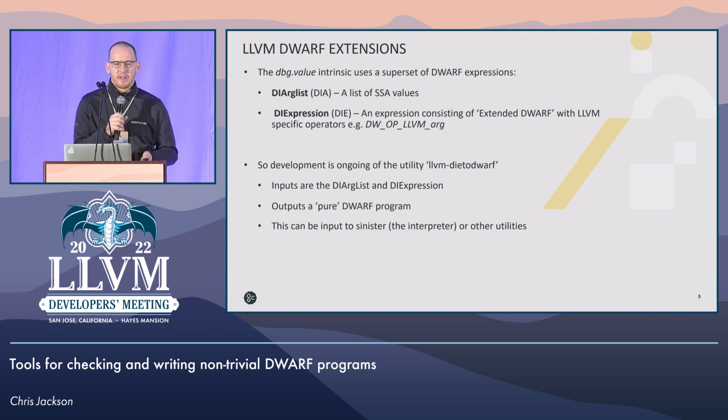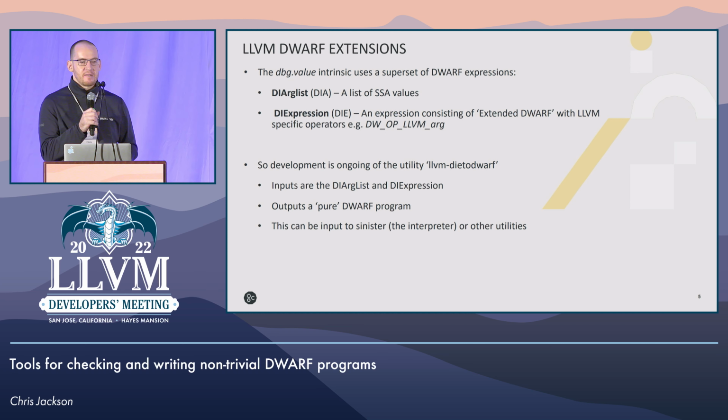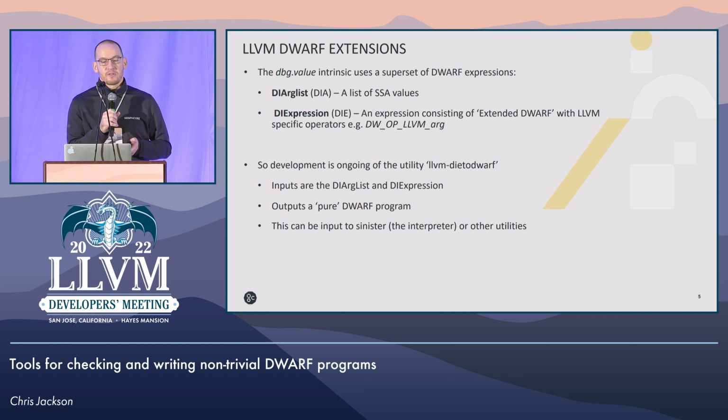LLVM IR contains DWARF expressions within debug value intrinsics. But internally, LLVM uses DIExpressions, which are in fact a superset of the DWARF stack machine instructions. These enable a range of conveniences, for example, variadic debug value intrinsics that can refer to multiple values. But as some tools output DWARF and others DIExpressions, it might be useful to be able to interpret both of these.